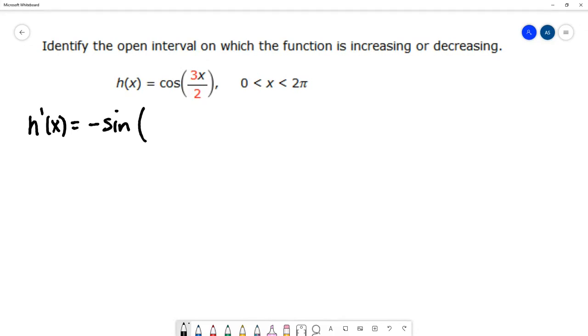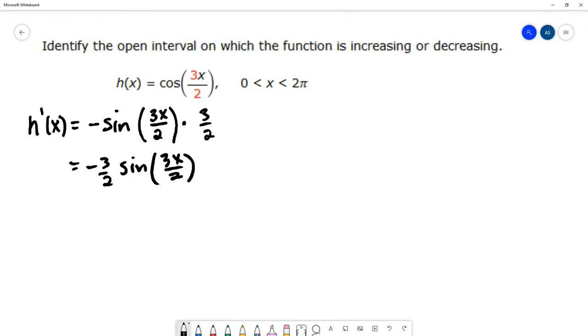Then I'm going to leave the inside function the same, 3x over 2, and then I'm going to chain by taking the derivative of the inside function. So the derivative of 3x over 2 is 3 over 2. So that gives us a derivative of negative 3 over 2 sine of 3x over 2.